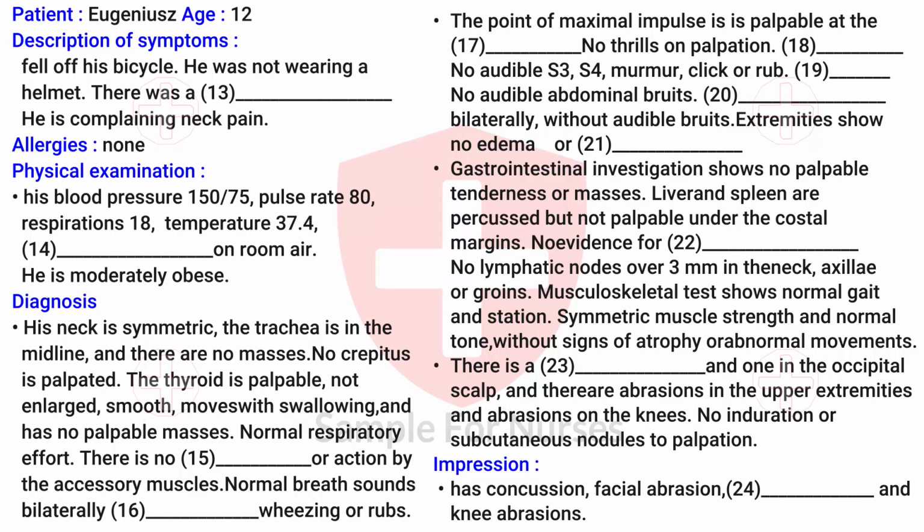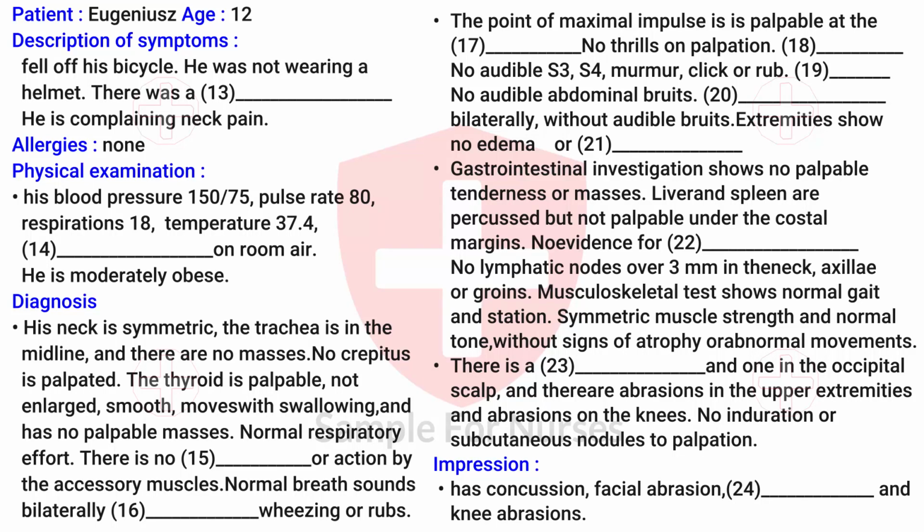No, doctor. Well, his physical examination shows his blood pressure 150/75, pulse rate 80, respirations 18, temperature 37.4, saturation 97% on room air. He is moderately obese. His neck is symmetric, the trachea is in the midline, and there are no masses. No crepitus is palpated. The thyroid is palpable, not enlarged, smooth, moves with swallowing, and has no palpable masses.